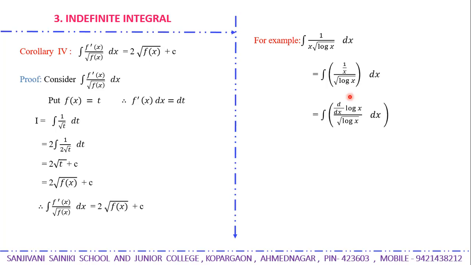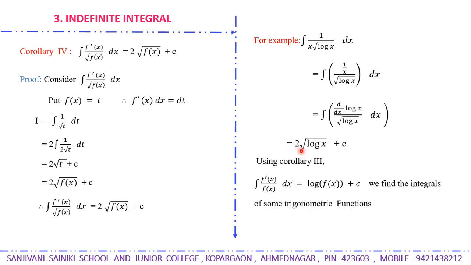How? Here this 1 upon x can be written as d by dx of log x. So go to this corollary, f dash of x upon root f of x. Whatever function is present in the square root, its derivative is present in the numerator. So its integral is 2 root log x plus c.